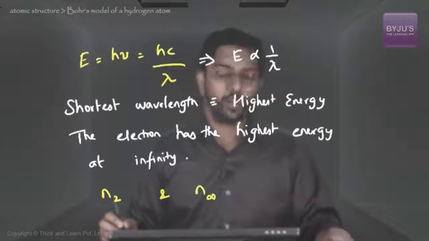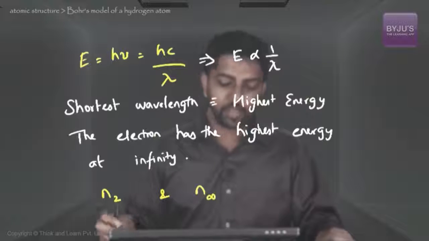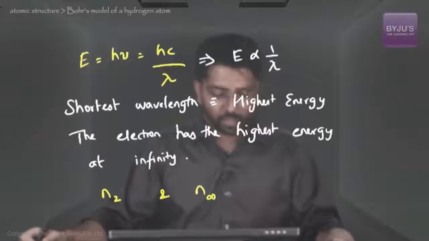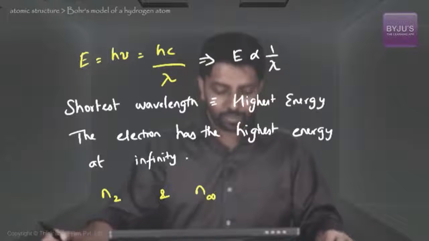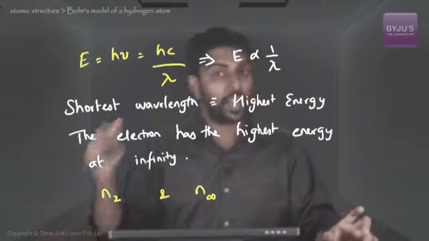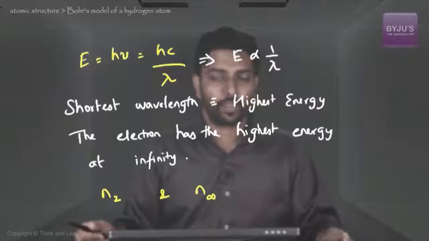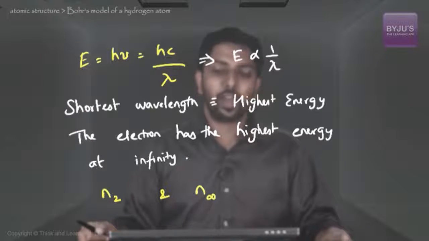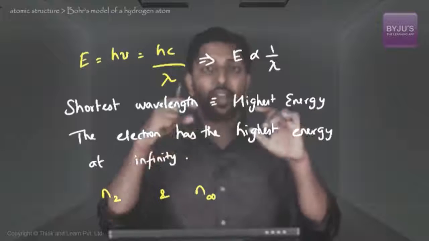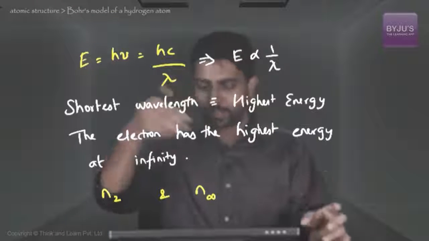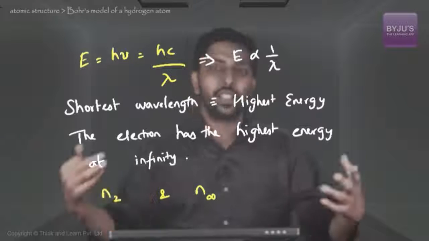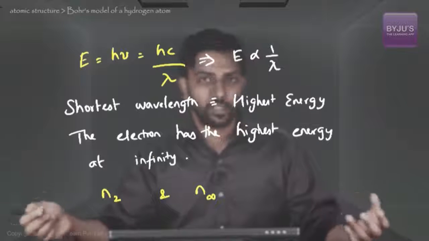And we know that E equals hc by lambda. So E is inversely proportional to lambda, which means the shortest wavelength corresponds to the highest energy. The electron has the highest energy at infinity, is it not? So we are interested in the highest del E or the smallest lambda. When there is a transition, there is going to be a change in energy which is equal to the difference between the energy states.